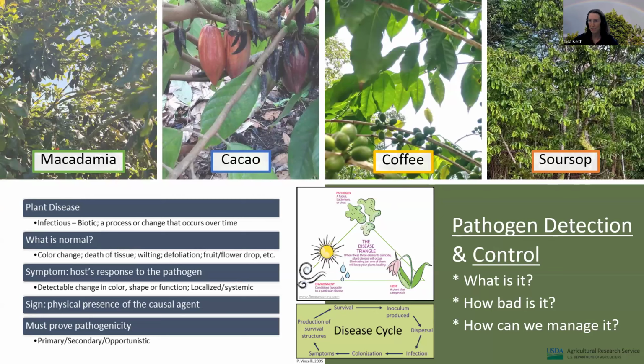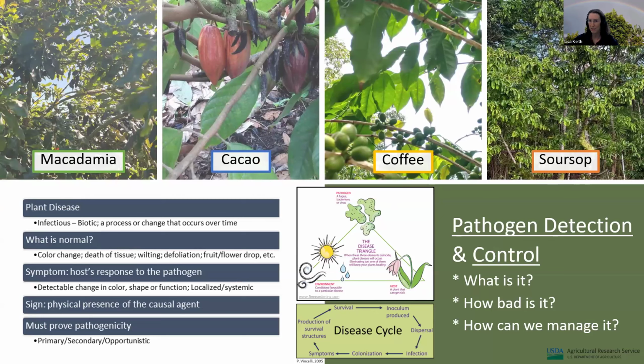When we talk about plant disease, you have to remember it's an infectious or biotic process, so it occurs over time. And we're always trying to figure out, if something looks strange, do we know what it means to look normal? And then you'll hear constantly some of the definitions of a symptom, which is the host response to the pathogen, and a sign, which is the physical presence of the pathogen in the host. And we may see a lot of the same, say, fungus, but until we prove pathogenicity by conducting Koch's postulates, we can't claim that to be the primary pathogen until that process is proven.